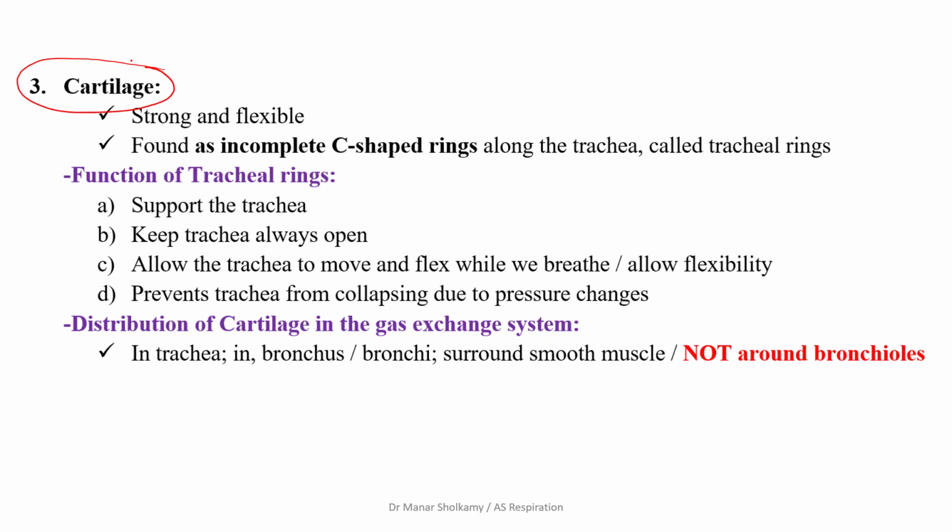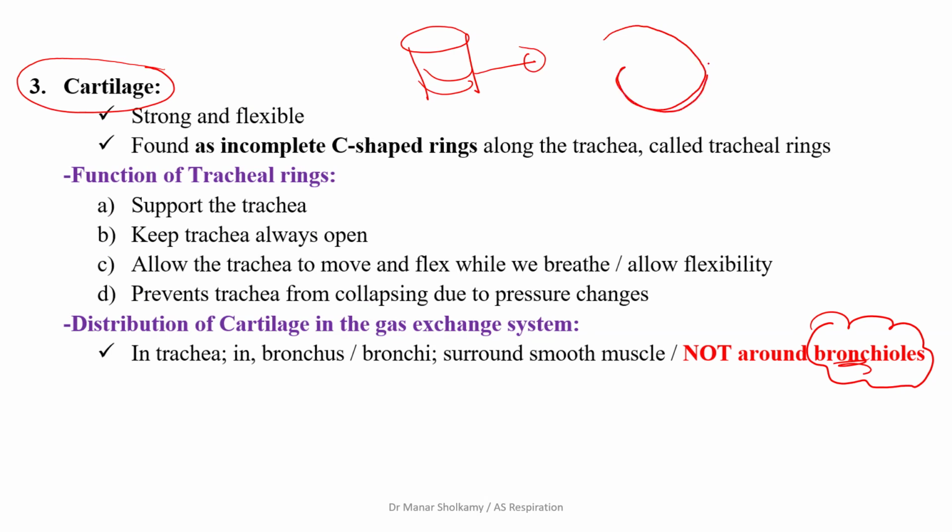Now the cartilage. Cartilage is found in a lot of places around the body. In the respiratory system it's found in the trachea and the bronchi only. It is not found around bronchioles. They try to confuse you in paper 1. Now, in the trachea and the bronchi, the cartilage is different. How is it different? In the trachea, the cartilage is in the form of incomplete C-shaped rings.